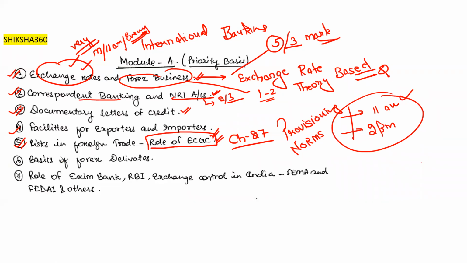Next one is the basics of forex derivatives, clear? In this we have to discuss different types of risk. So this chapter becomes the basis of module B.